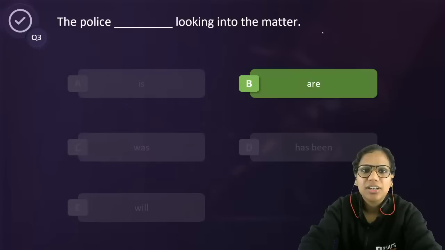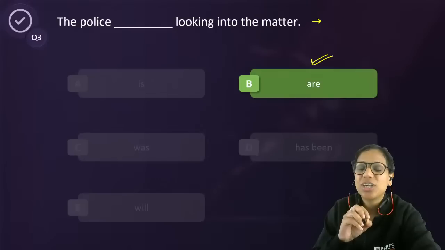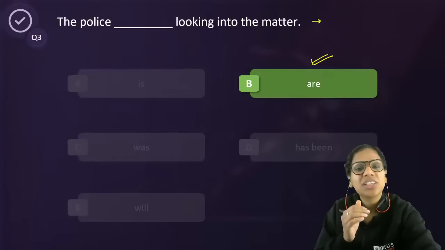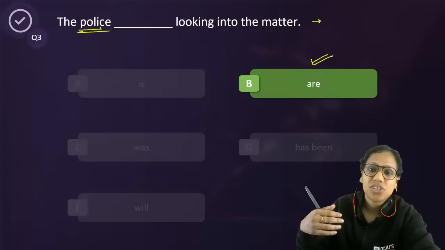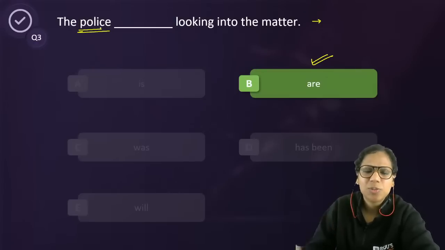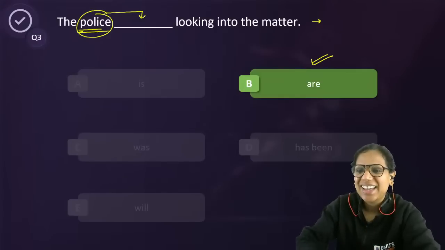Now, the police are looking into the matter, and those of you who read the newspapers must have read this a lot of times. In, let's say, the Indian Express, the Hindu, they always use the plural for police. That's where I got to know first. As a child, when I read the newspaper, I felt, oh, why are they using the plural with police? So that's when I found out that it is the plural that we should use with police.